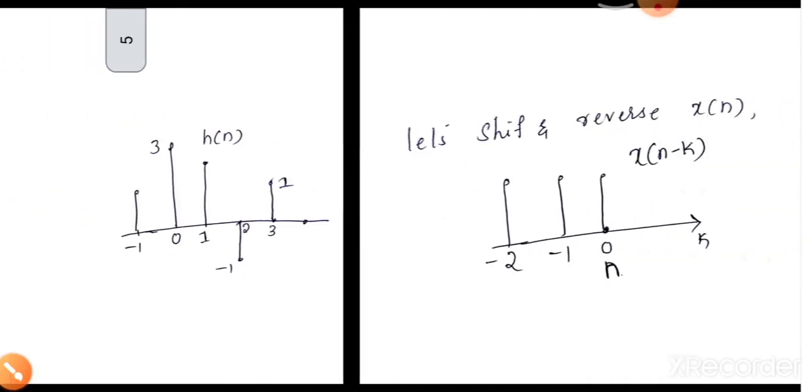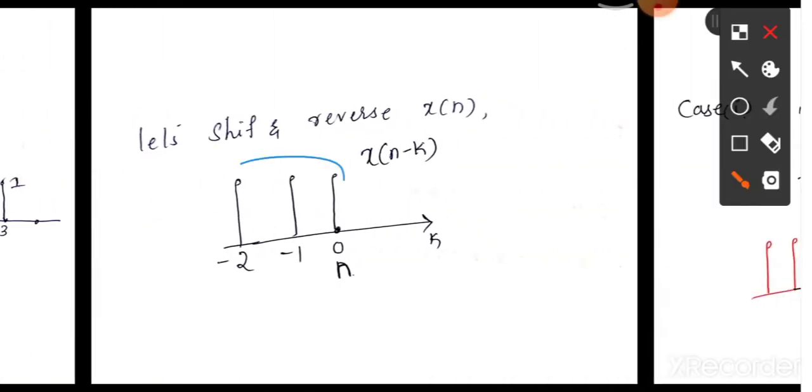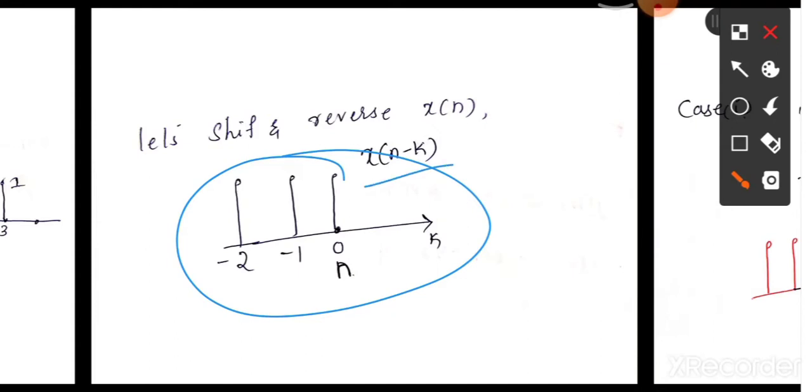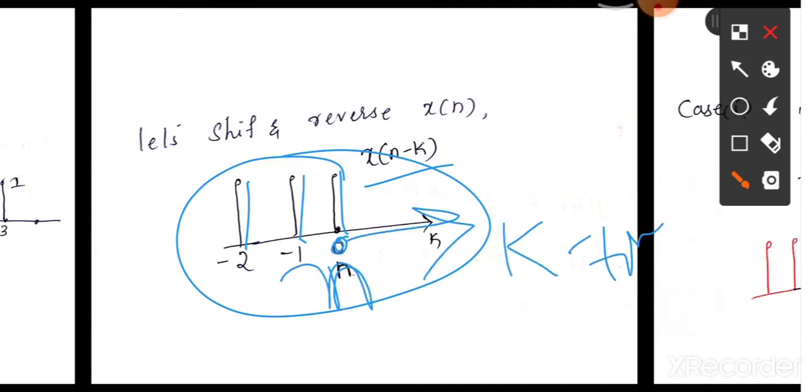Okay, so let's shift. We have already shifted this x of n signal, so we have got x of n minus k, that is at minus 2, minus 1 and 0. This 0 point I will be naming as n on the k signal. Here k is nothing but time only, of a discrete signal, therefore we have shown it as n.